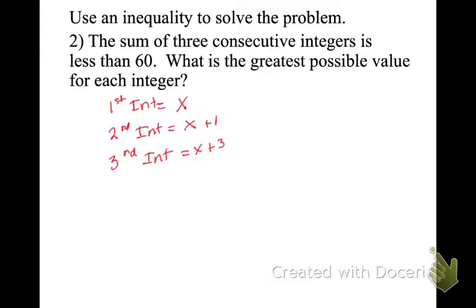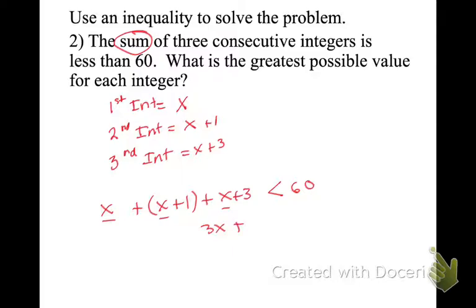And if they're asking us to do a sum, that means to add them. x plus x plus 1, plus x plus 2 is less than 60. I can combine my like terms. I get 3x plus 3 is less than 60. Subtracting 3, 3x is less than 57. Divide both sides by 3.